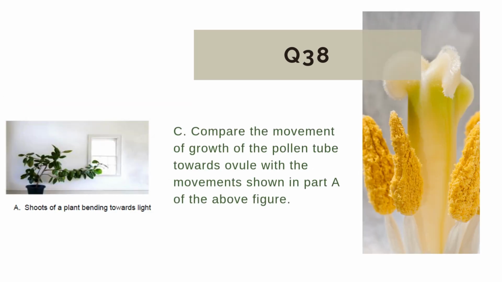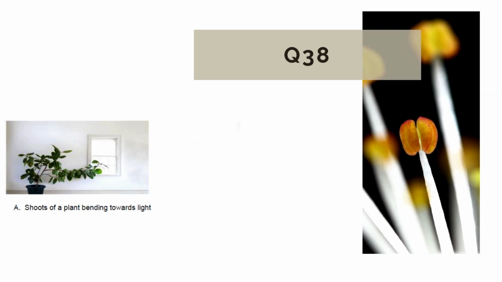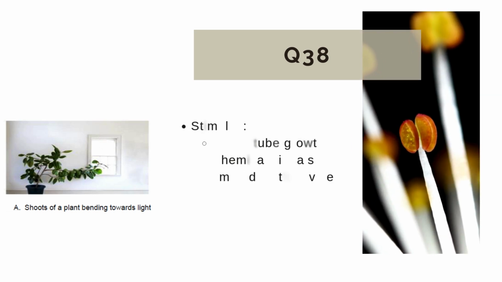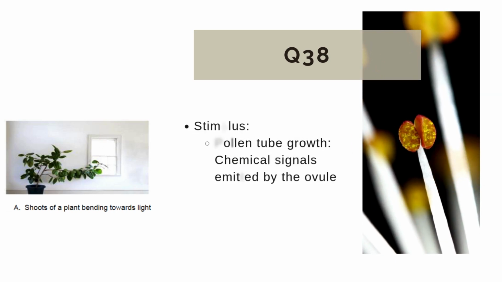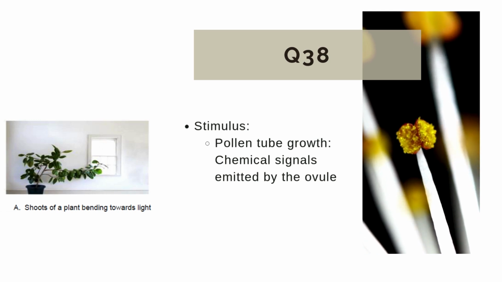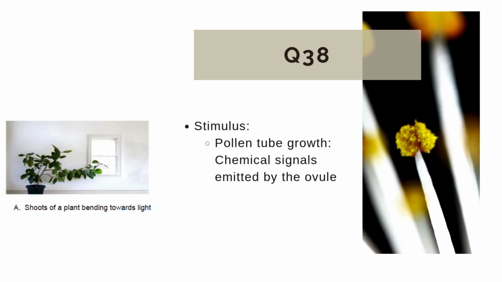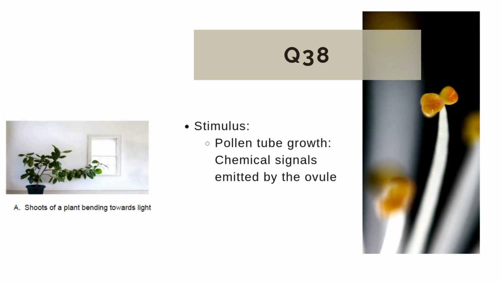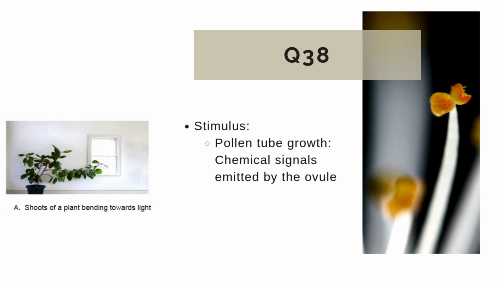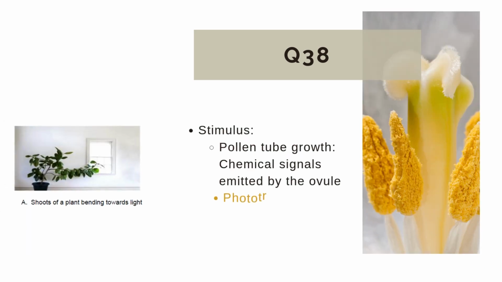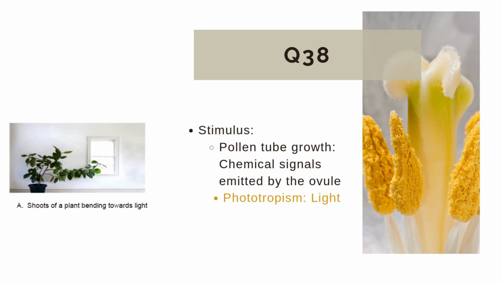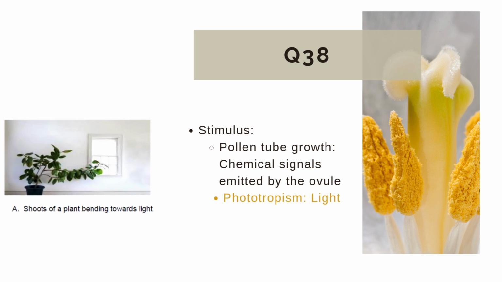Now, compare the movement of growth of the pollen tube towards the ovule with the movement shown in part A of the given figure. First key difference is the stimulus. The movement of a pollen tube towards an ovule is an example of chemotropism, where the growth is directed by chemical signals released by the ovule, while phototropism is the directional growth of a plant in response to light.